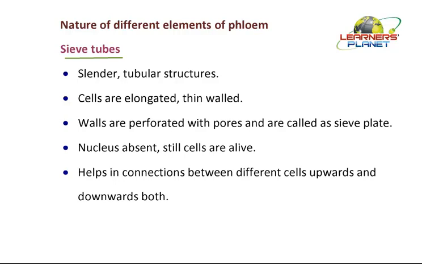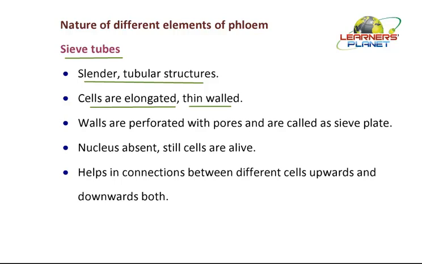So the first important point regarding this tube is that they are slender, or tubular structures. You know what we mean by slender? A cylindrical structure which is narrow in nature. So this we can say is just a slim and trim kind of tubular structure. Further, these cells are elongated. That means they are long, and therefore they appear tubular or slender in nature.